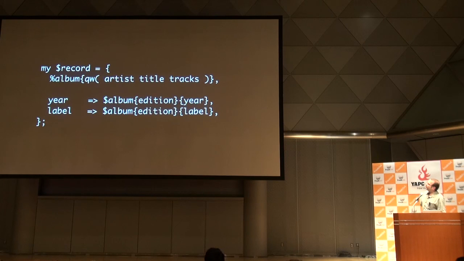So we do this. I want the key value pairs, artist, title, and tracks. And we get artist, artist, title, title, tracks, tracks. But we didn't do it. Now, why did I leave those other ones undone?